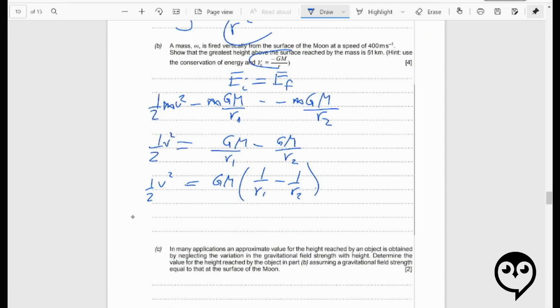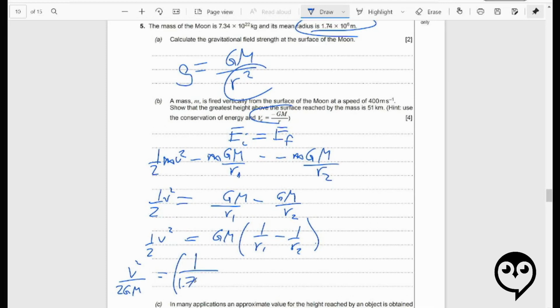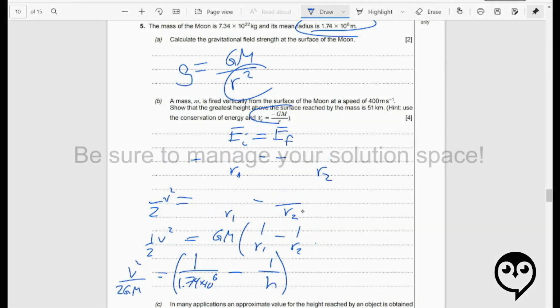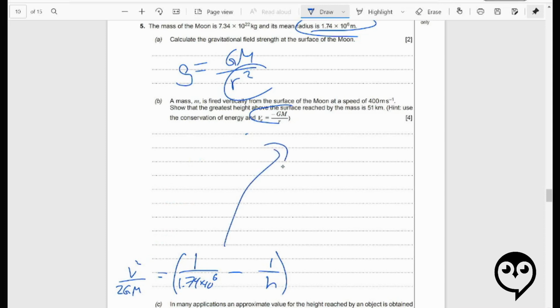And you could say, hey, I've got v squared over 2GM. What are our radii? What are we going to have? Well, R1 is the radius of the moon, and we could put in this plus some value. Let's put an H there. I've run out of room. This is why it's important to be nice and neat and tidy so you don't run out of room.